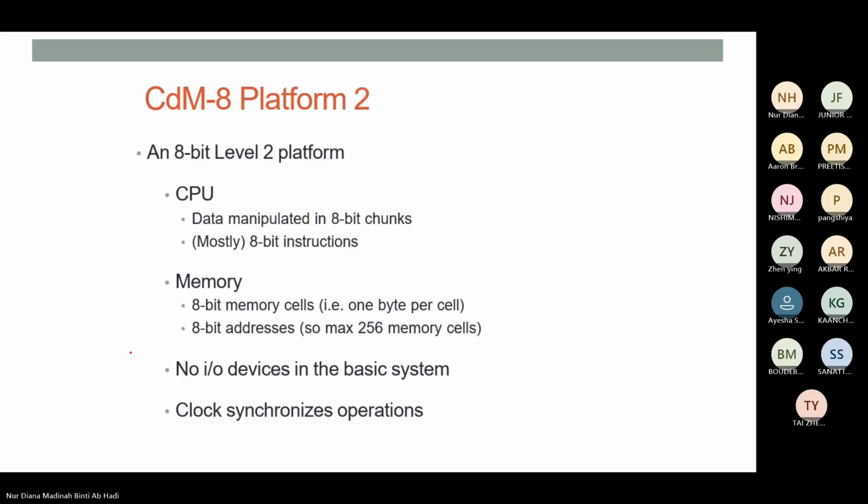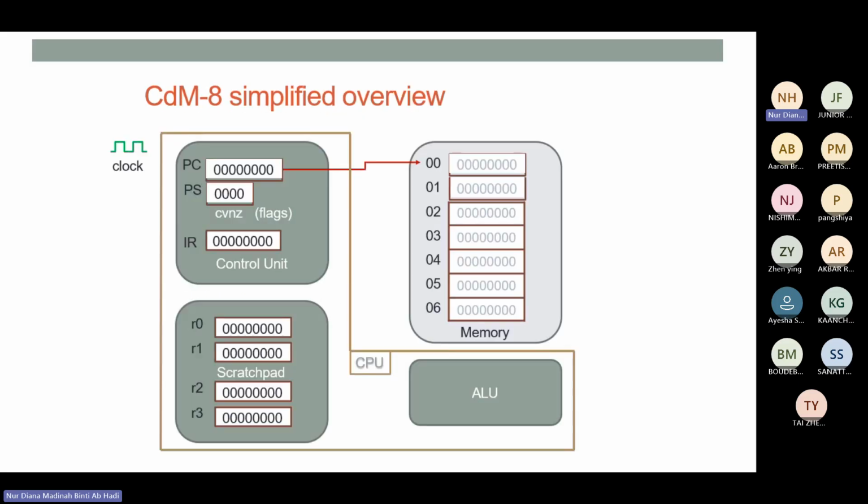Okay, so CDM 8 platform 2. So 8-bit level 2 platform, you have your CPU, memory, no input-output devices inside your basic system, and a clock will synchronize your operations. So the CPU will have the data being manipulated in 8-bit chunks. Mostly will be 8-bit instructions. While for your memory, you're going to have your 8-bit memory cell and 8-bit addresses. So maximum, you're going to have 256 memory cells. So this would be the CDM simplified overview.